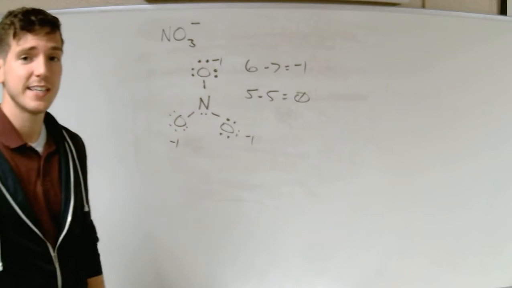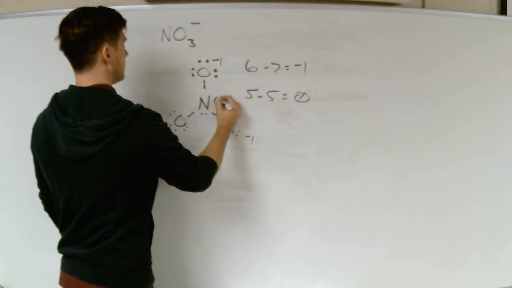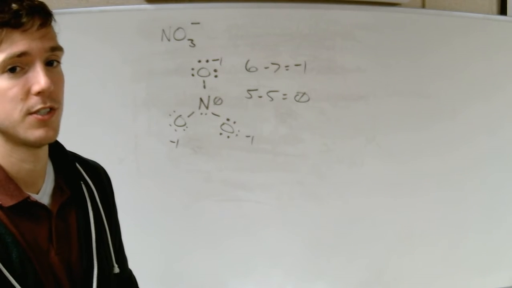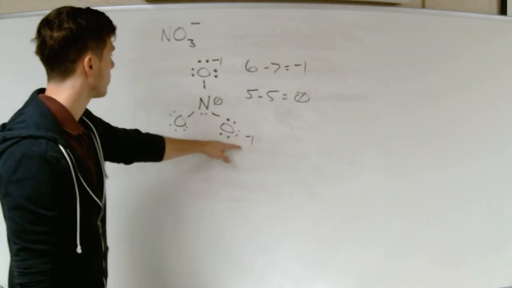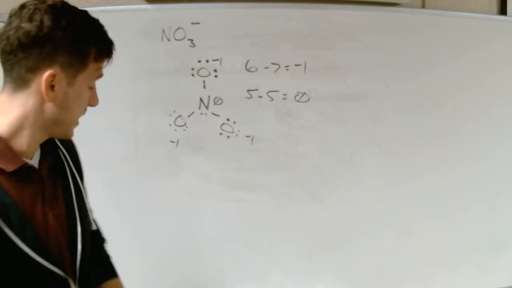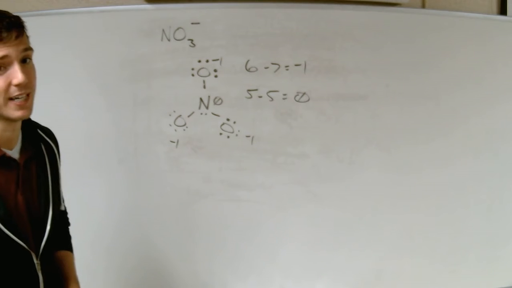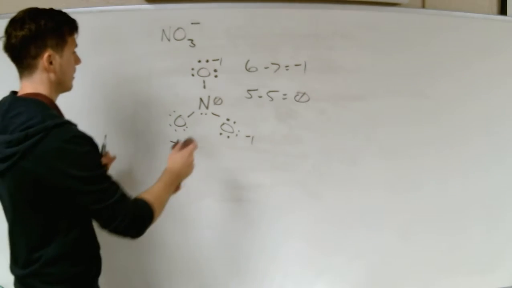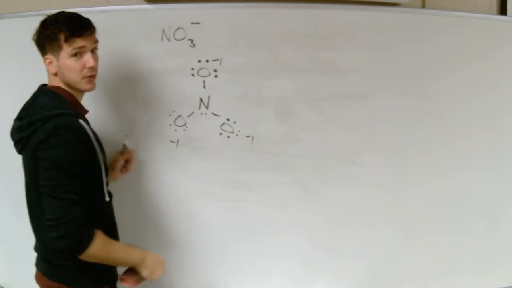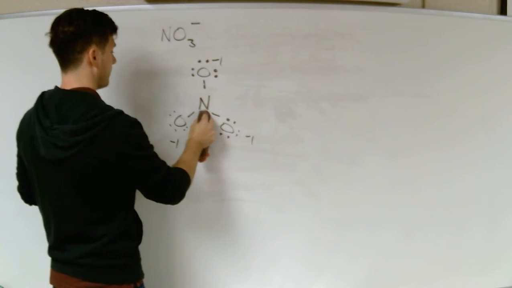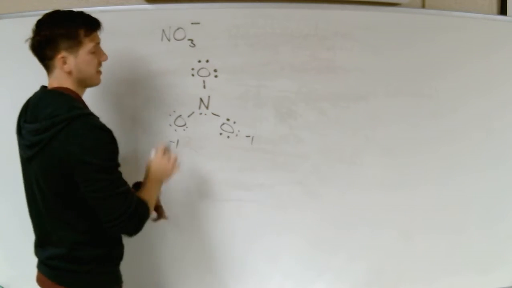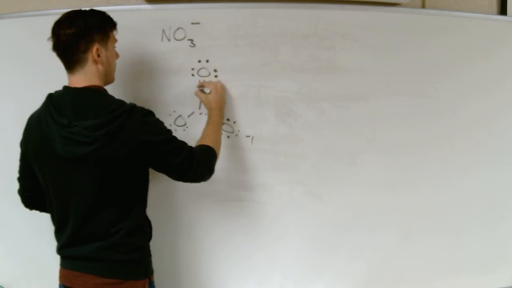So that's nice. It's happy, but here's the issue. Our overall charge doesn't match our formal charges. We have a total charge of -3. That doesn't match our -1 charge. So we've got to do something different here. Again, the only thing that we can really do is add a double bond somewhere. Let's add a double bond to that top guy. So we'll put a double bond here.